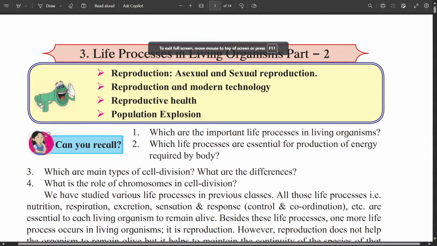Life processes in living organisms, part 2. What are the important life processes in living organisms? We have seen in previous standards that nutrition, respiration, excretion, sensation and response, that is control and coordination, are essential life processes in each living organism. Without these life processes, a living organism cannot remain alive.